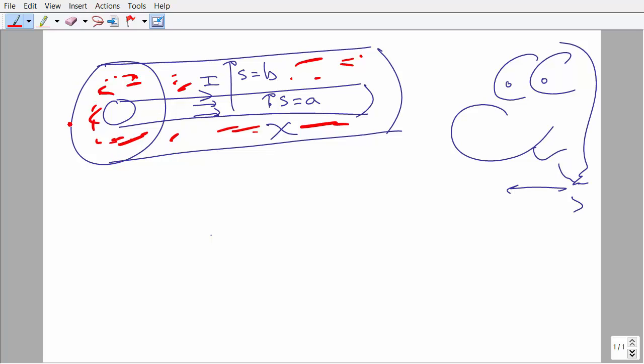We have a circular outer conductor. This is a circular cylindrical shell. It's not solid, so it's a pipe, a metal pipe. And then inside we have another metal pipe. Again, it's hollow. The outer metal pipe has radius b, s equals b. The inner metal pipe has radius a, s equals a.